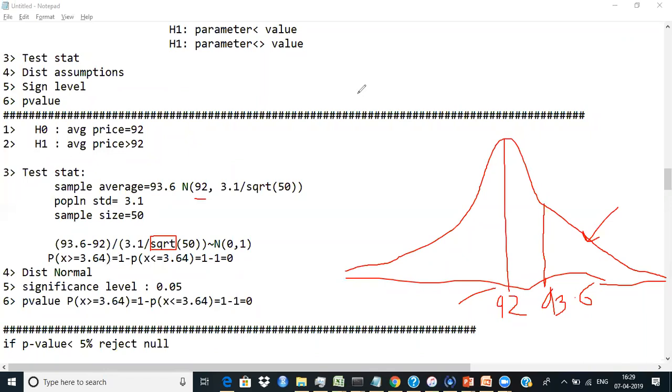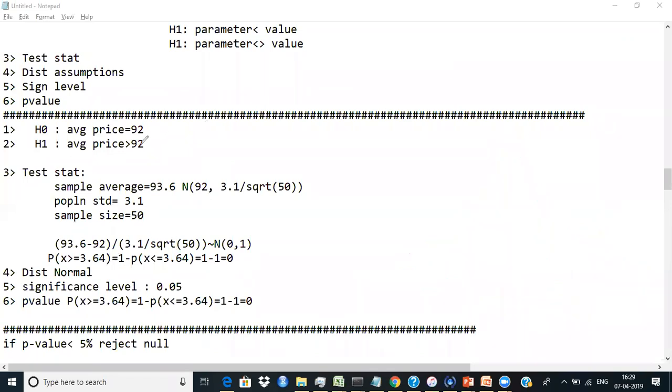Now let's say we forget about this alternate. Let's see if I want to test whether it is less than 92. Now instead of the area to the right, we will calculate the area to the left. Make sense? Whenever I am testing for greater than, I will calculate the area to the right. Whenever I am testing for less than, I will calculate the area to the left. So the area to the left will be how much? 1. Which means my alternate is not true.